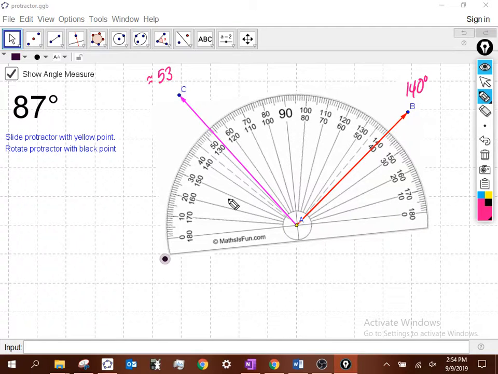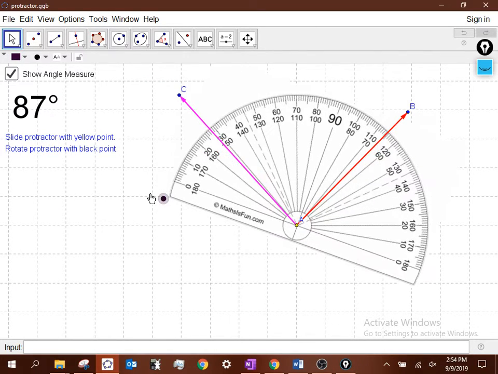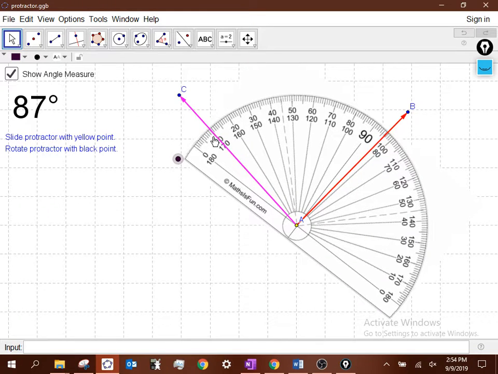I get 87. Now, no matter what I do, if I rotate and put this through 10, so that one's going through 10, and you see over here, this one's going through 97. Okay? Well, if one's going through 97, the other one's going through 10, subtract them, and I get 87, right? Okay?